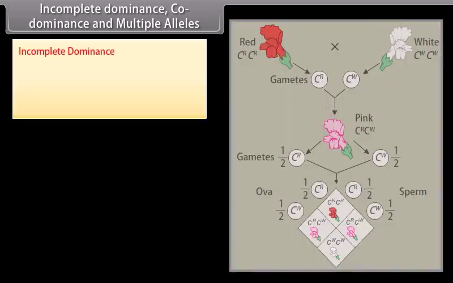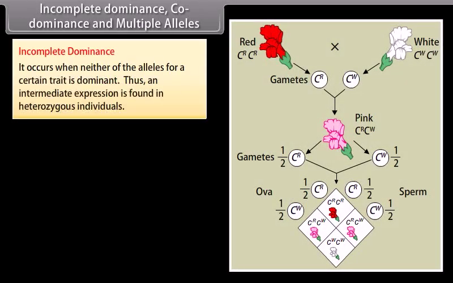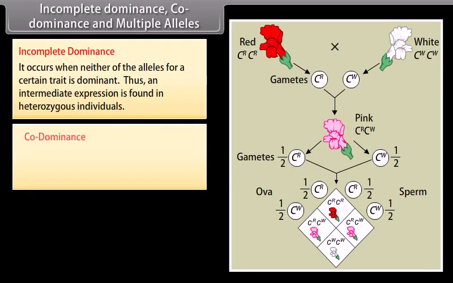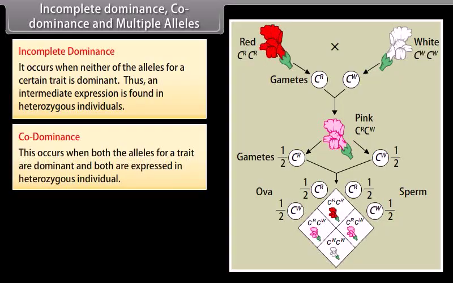Incomplete dominance, codominance, and multiple alleles. Incomplete dominance. It occurs when neither of the alleles for a certain trait is dominant. Thus, an intermediate expression is found in heterozygous individuals. Codominance. This occurs when both the alleles for a trait are dominant and both are expressed in heterozygous individual. Such a phenomenon can be observed with multiple alleles.